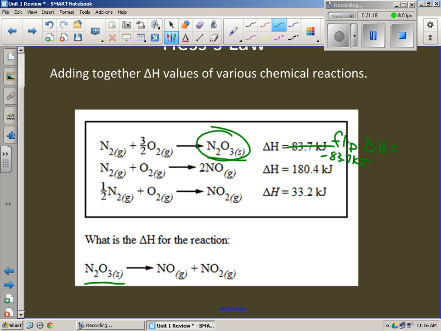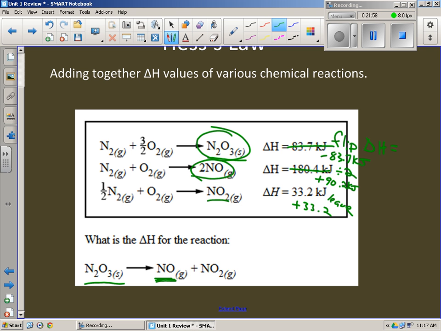I need one NO right here. And look, I have that on the right side, but I've got two of them. So I'm going to divide this by 2. I'm going to take equation number 2 and divide it by 2. That'll give me 90.2, and the same sign, of course. I don't change the sign. Okay, so I'm not going to use that anymore. Good. Now I've got this done, and now I look for the last one, NO2. Oh, look, perfect. It's on the right-hand side. Good. Leave this one alone. So I'm just going to use the positive 33.2 there.